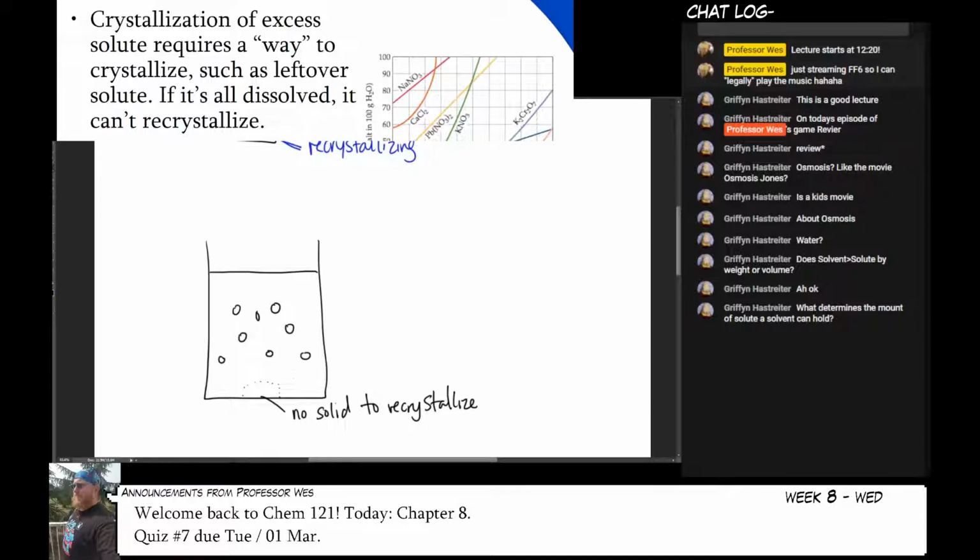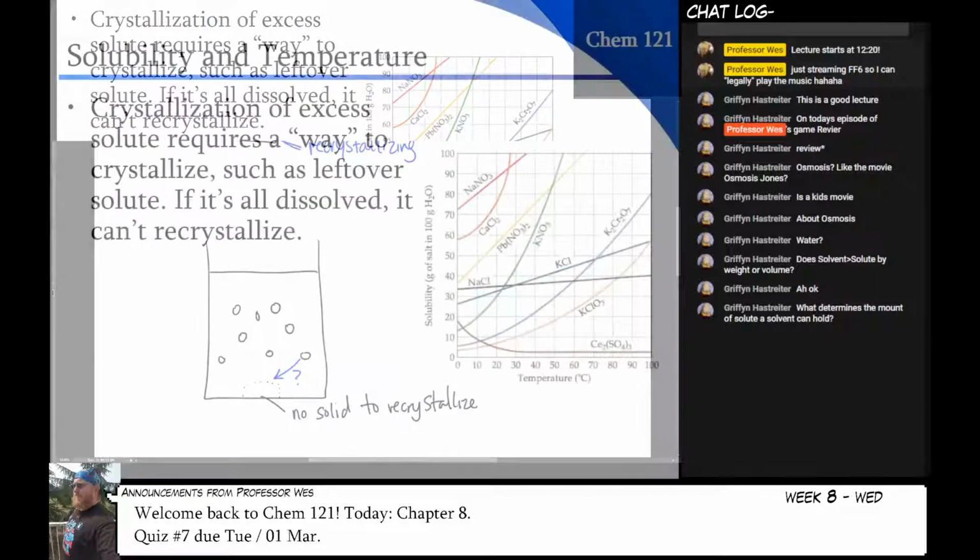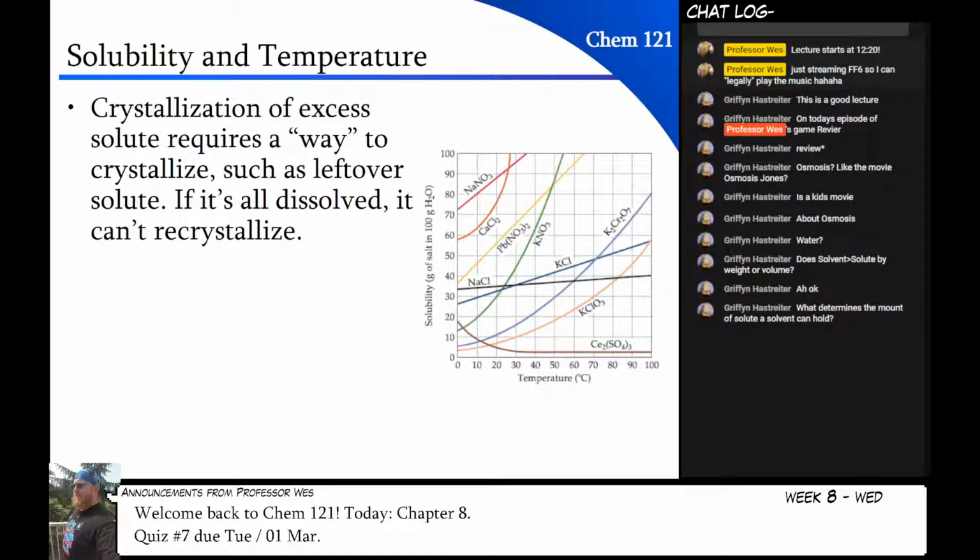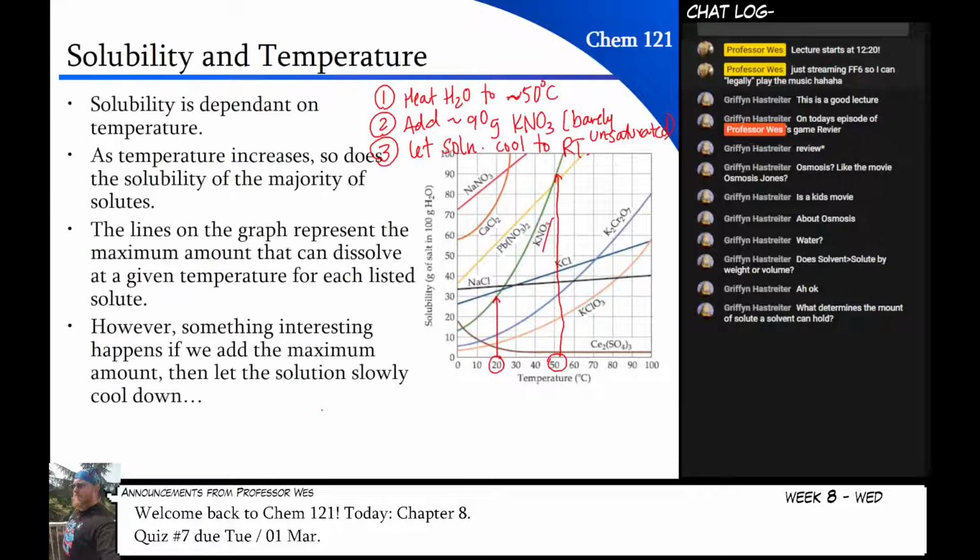If this happens, there's no place to recrystallize, right? And if it doesn't recrystallize, then no solid would form. So in our example over here, actually, let me go back to this previous slide here.